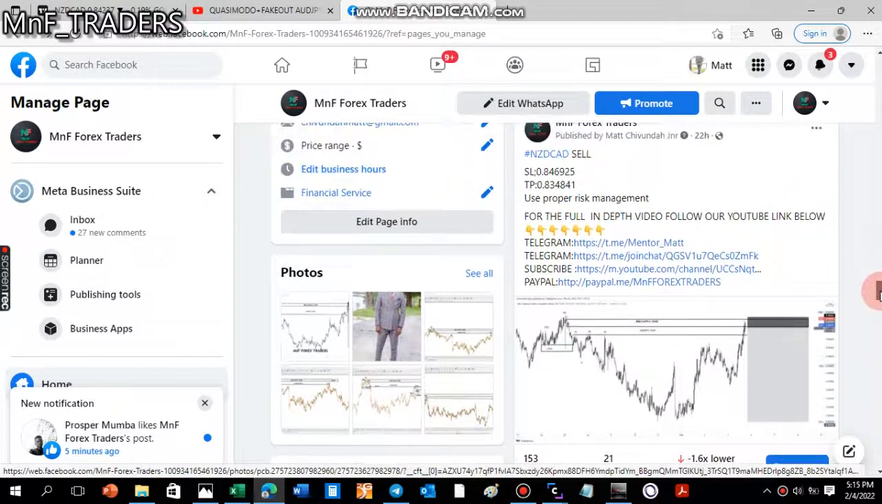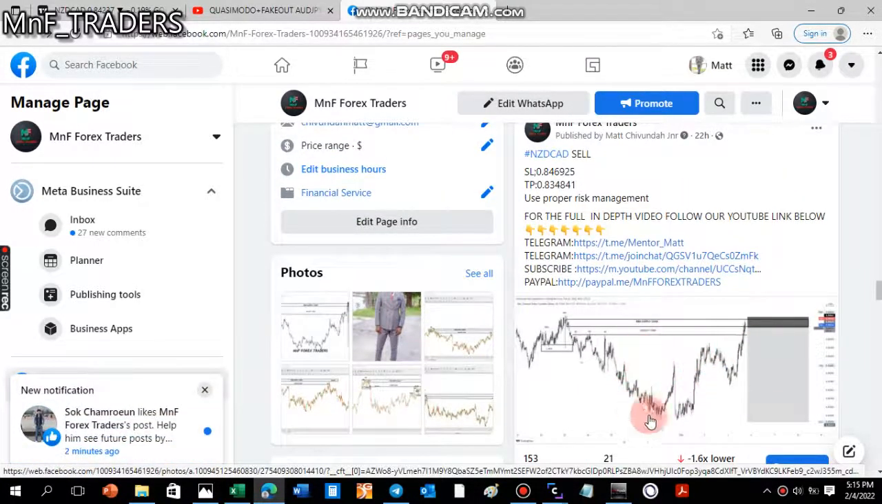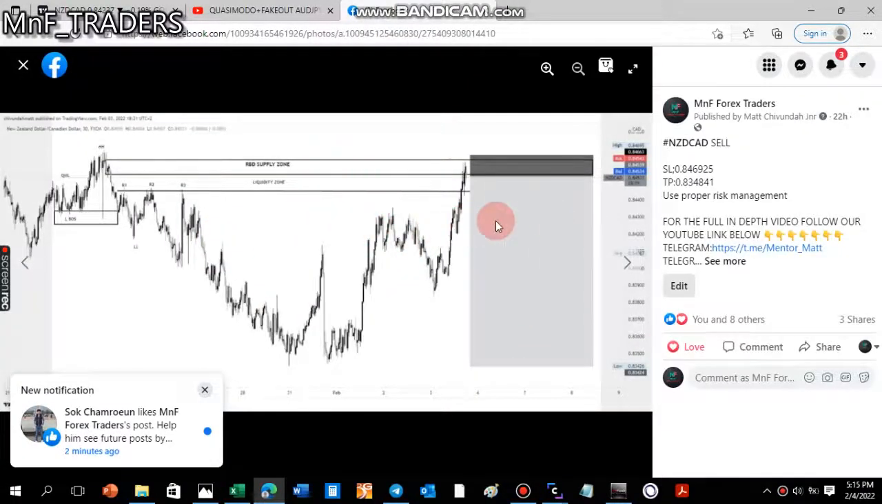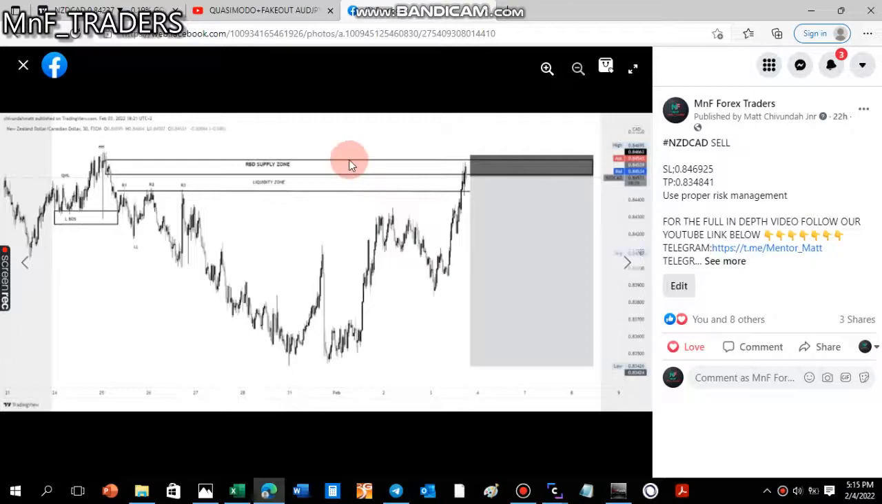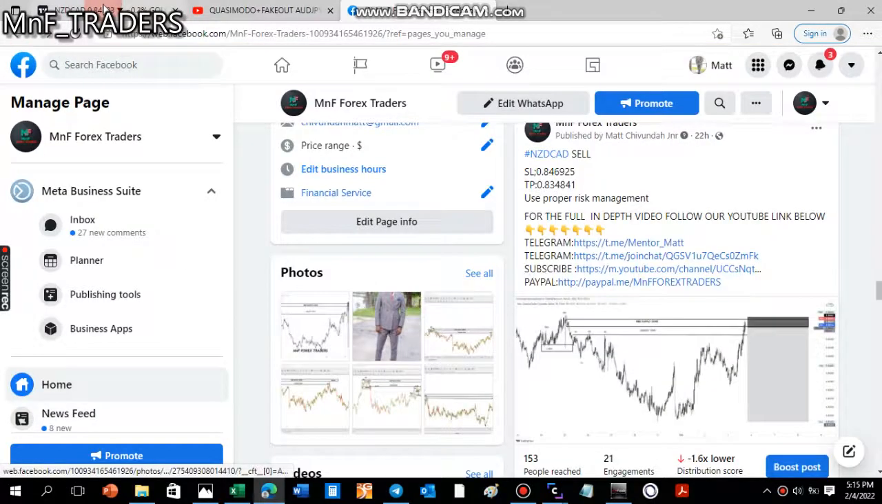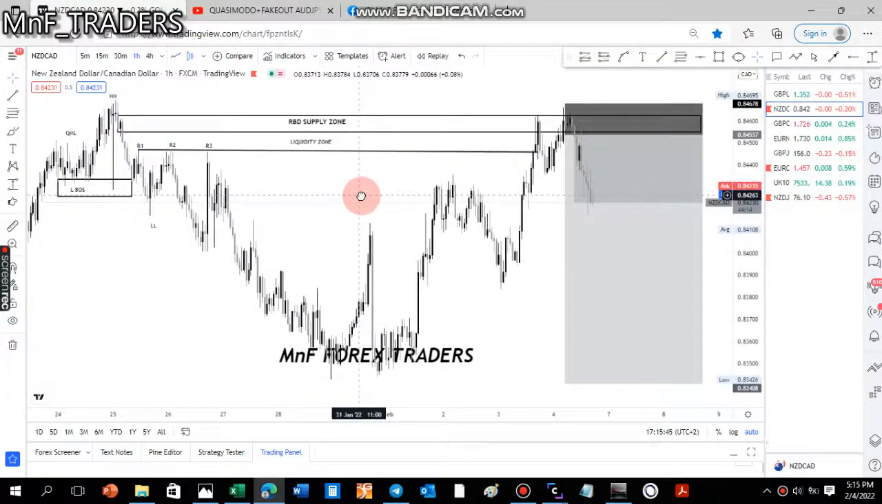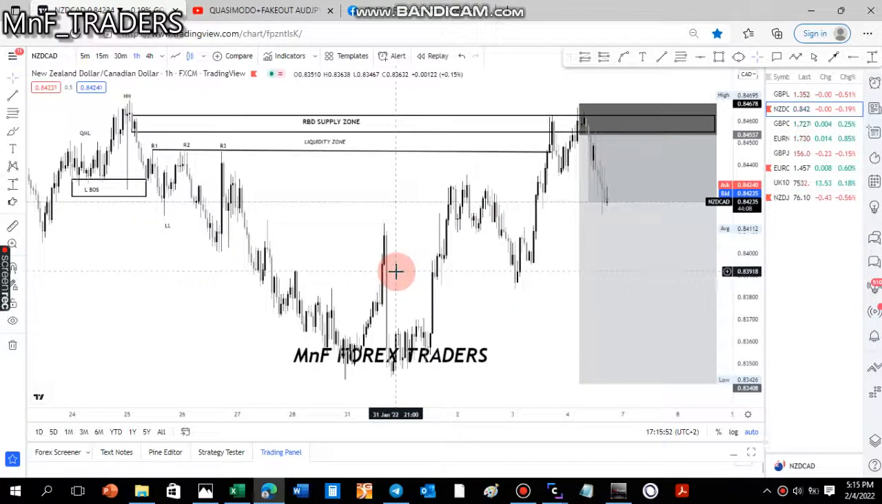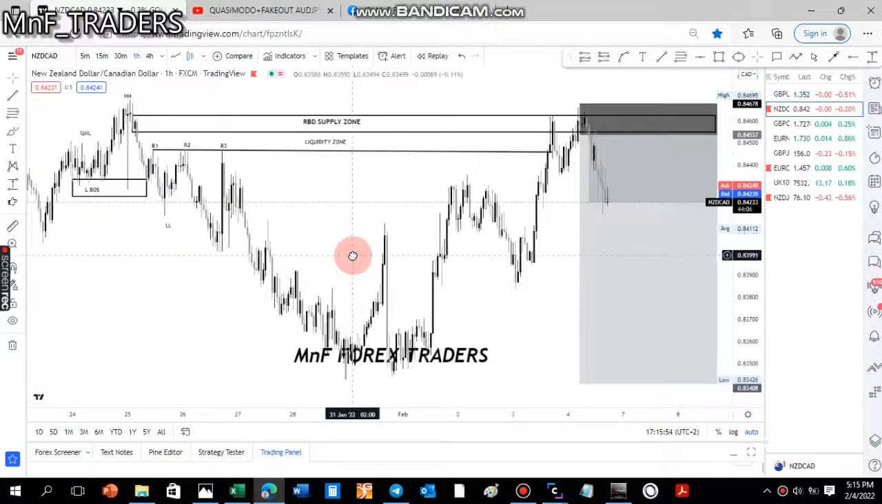This was a setup right here on our Facebook page, and I shared the same setup right here. And if you did actually take this trade, congratulations, because the market actually dropped beautifully. So this was a very nice setup, and currently it's still dropping. Today is Friday, and the market is still dropping. So let's see how it performs before the close of this week.